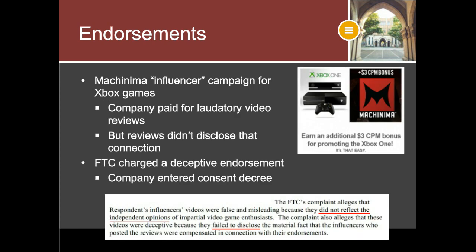campaign for Xbox games, the company paid for reviews but didn't disclose the payment. So again, the FTC charged them and said, these reviews do not reflect the independent opinions. You failed to disclose the fact that they were compensated.